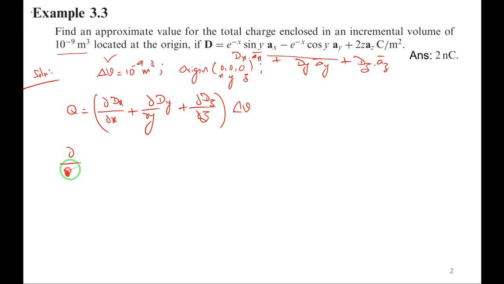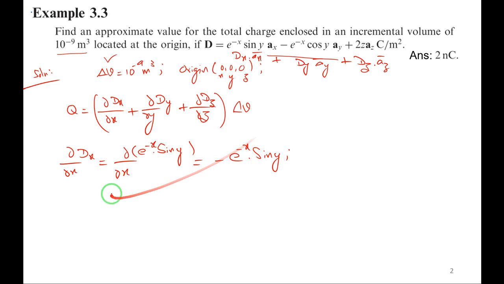Okay, first we'll do one by one. So dou by dou x of Dx. What is Dx here? Dx here is e to the power of minus x into sine y, right? And it is a partial derivative, we have to differentiate with respect to x. So sine y is constant, so the derivative of e power minus x is minus e to the power of minus x into sine y, right? And y is treated as constant.